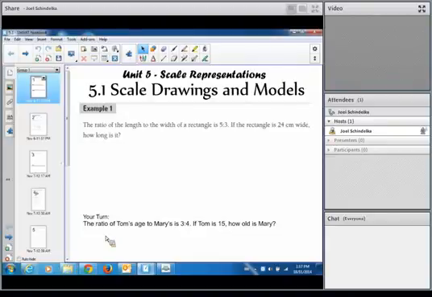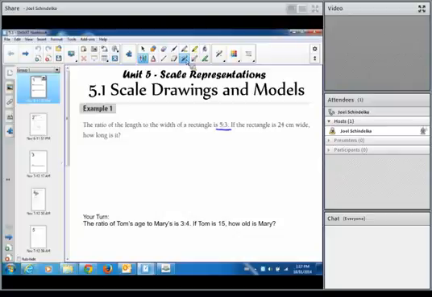Okay, let's take a look at these examples here, because the math part of it isn't new. It's still the same cross multiply, divide by the loaner type of math. So let's read and interpret this. The ratio of the length to the width of a rectangle is 5 to 3. When you see the colon, it means 5 to 3, that's how we usually say it. If the rectangle is 24 centimeters wide, how long is it?